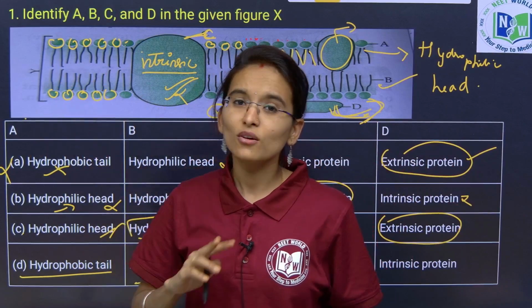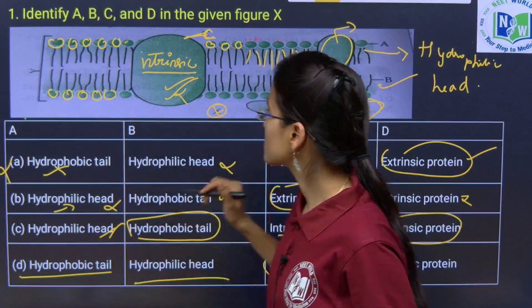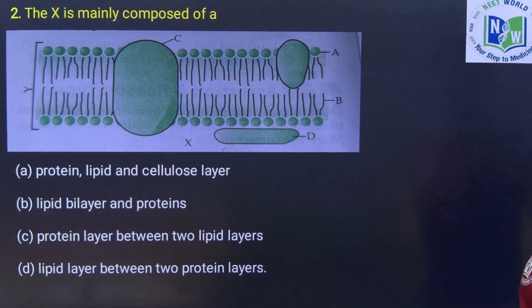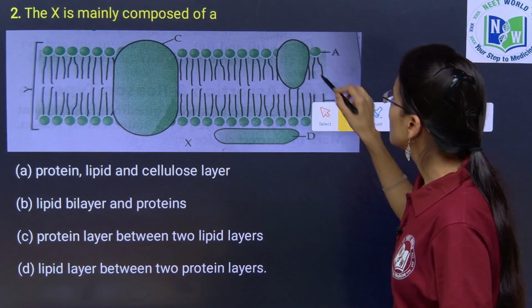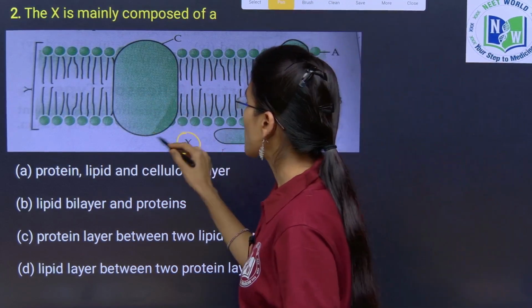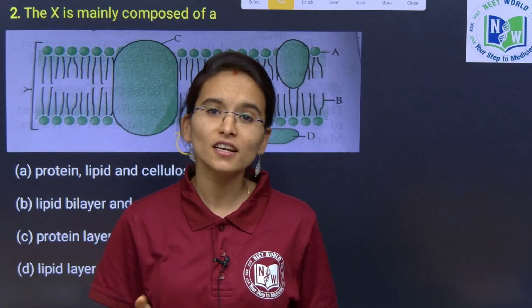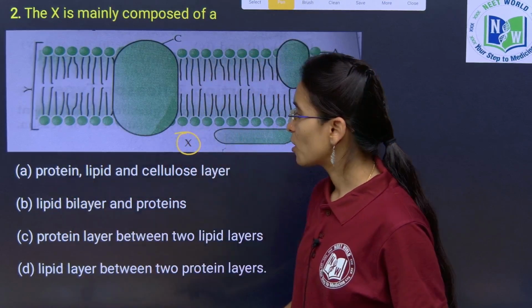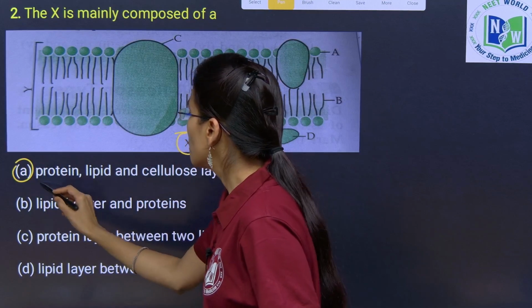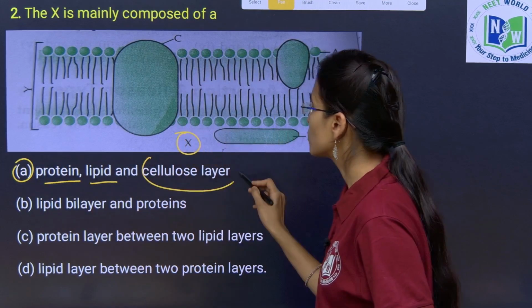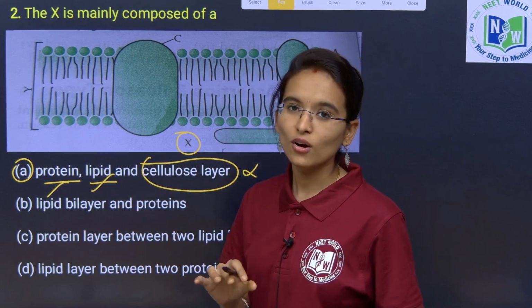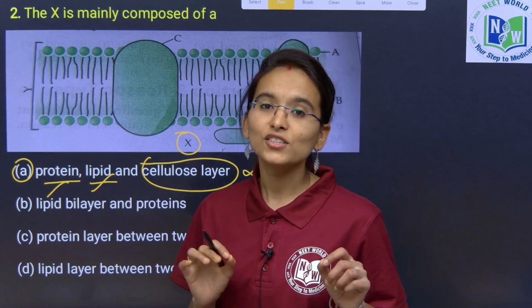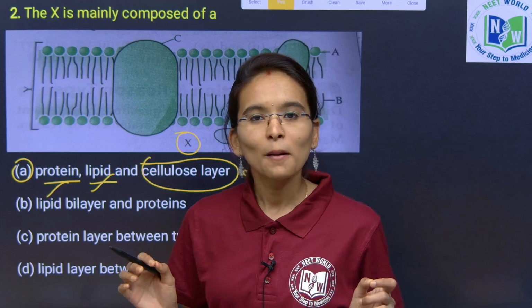Based on these only, you are going to solve three most important questions. Coming towards the second question. The X is mainly composed of what? What is X here? This given figure is the plasma membrane. The plasma membrane is mainly composed of what, children? Option A says proteins, lipids and cellulose layer. Proteins and lipids are correct but cellulose layer is wrong, because cellulose layer is actually a cell wall which is present in the plant cells.